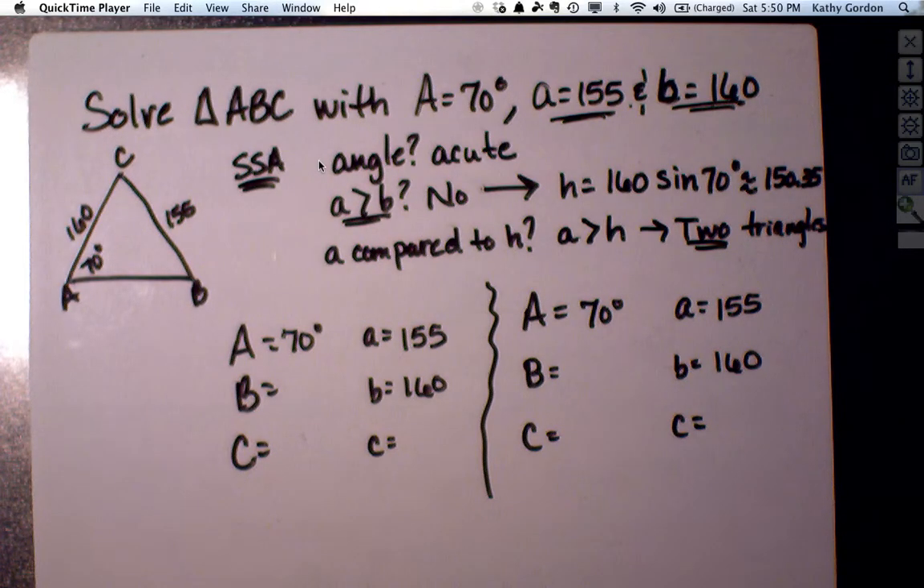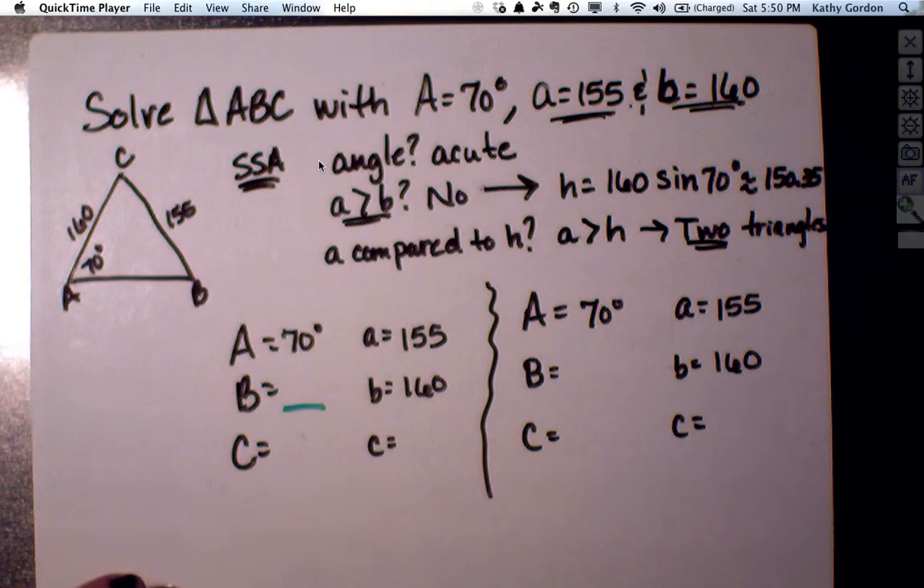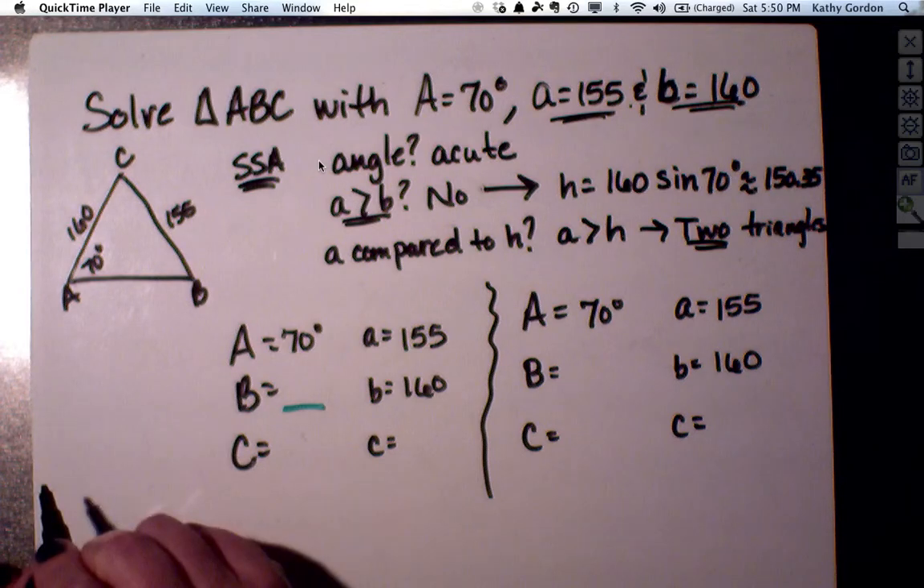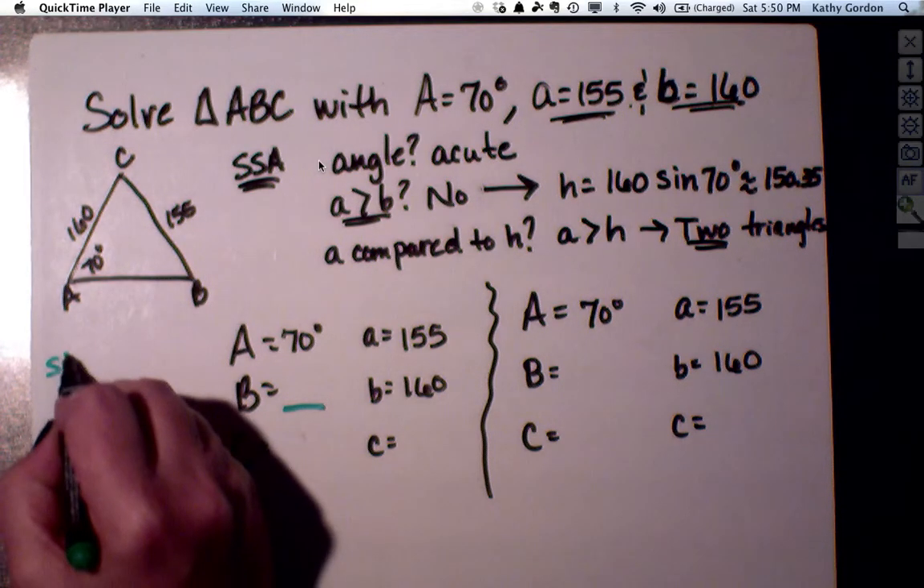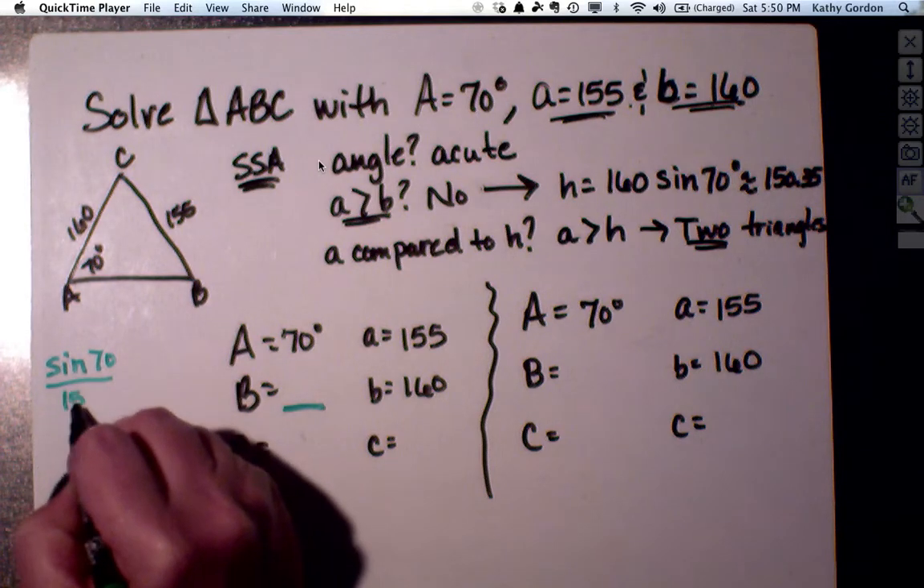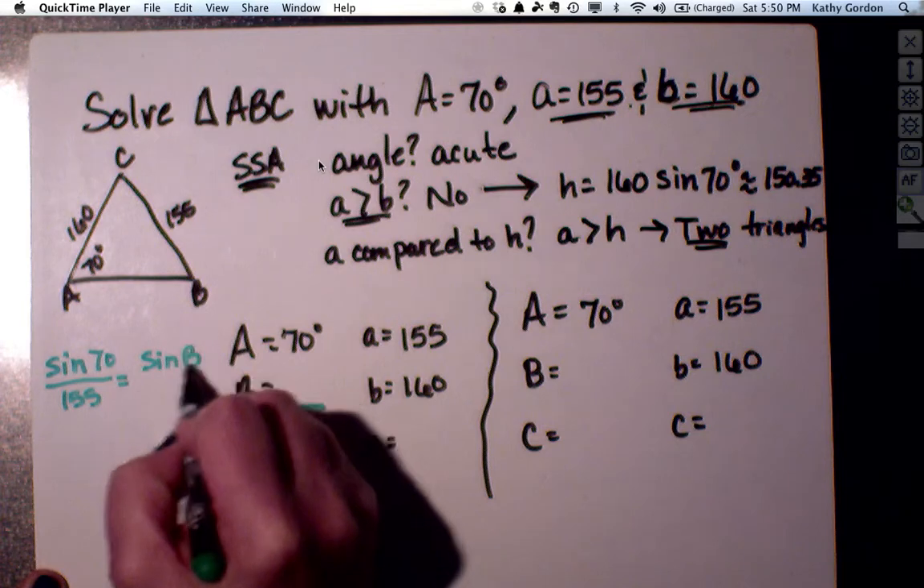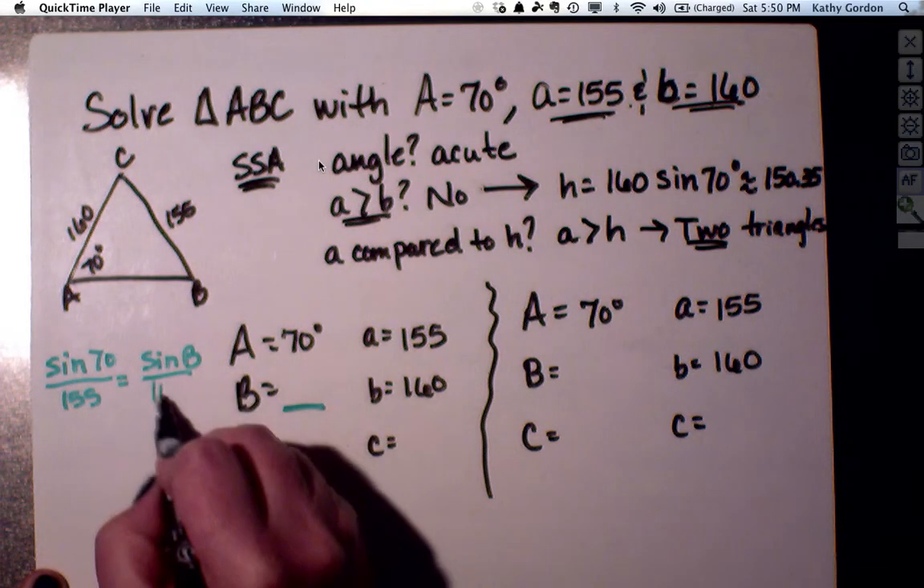So now, when we go to solve this, the first thing we're going to solve for is angle B. And for angle B, we're going to set up our law of sines. So the sine of the 70 degrees over 155 will equal the sine of whatever B is over 160.